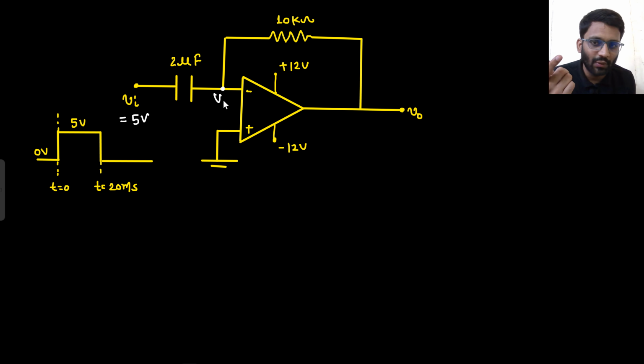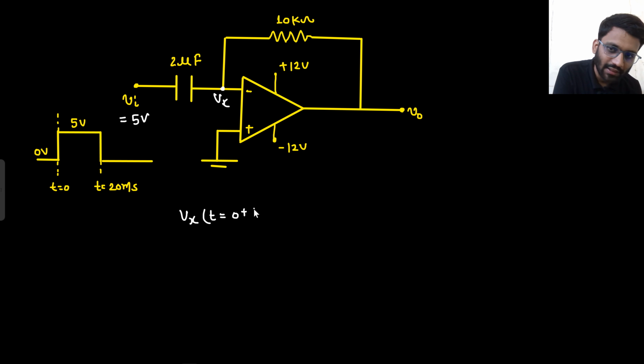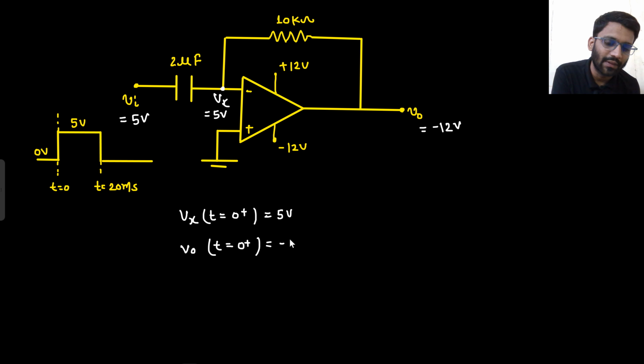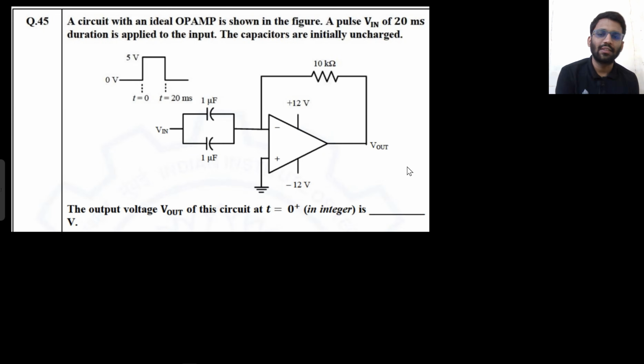Let's just call this node Vx. So if this capacitor is uncharged, whatever V in voltage is there will be applied to Vx. Say yes or no. So Vx at t equals 0 or 0 plus will be 5 volt. V negative is 5, V positive is 0. What will be the output voltage? Minus 12. So V0 at t equals 0 plus is minus 12. This is what they asked, and the answer was minus 12 volt, so everyone got the correct answer and the 2 marks.